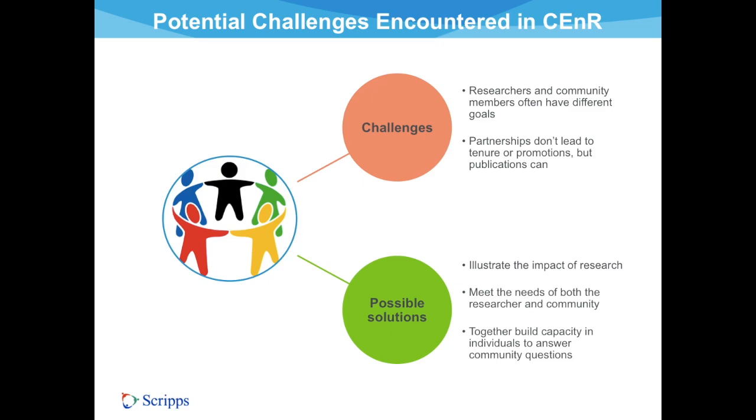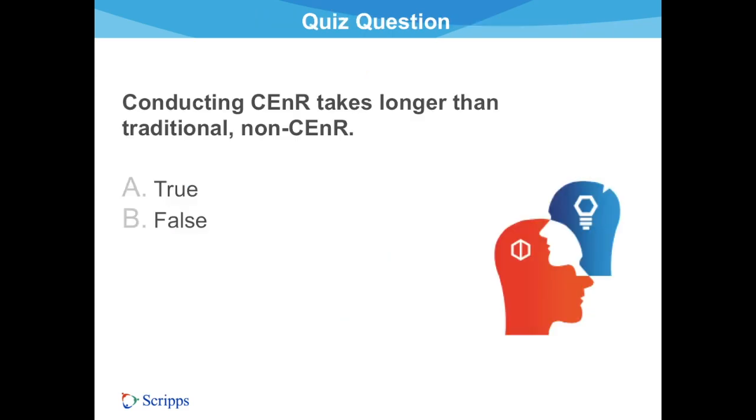Traditional academic dissemination, such as through papers, presentations, or posters, and community-focused dissemination, like community forums, newspaper articles, or radio announcements, can also be used to build capacity in individuals to answer community questions. Studies can be used both for community improvement and for formal publications. Both groups should be transparent about their needs and goals, and work together to find common solutions that satisfy both partners' needs. Let's take a quick quiz.